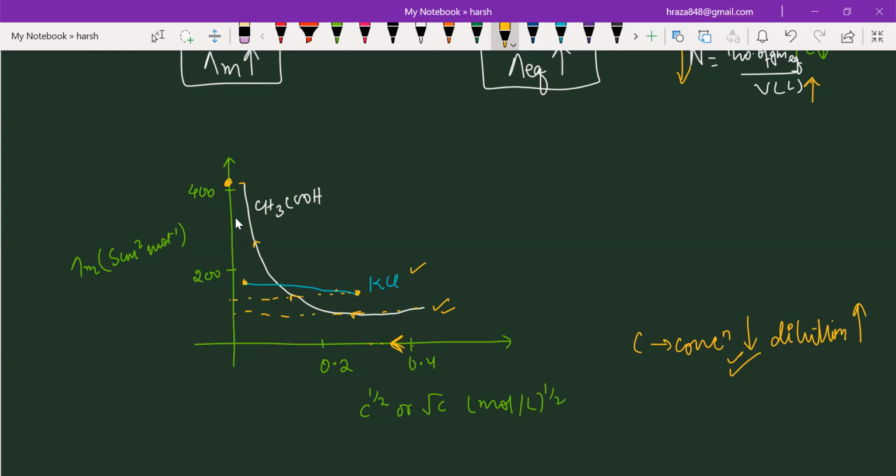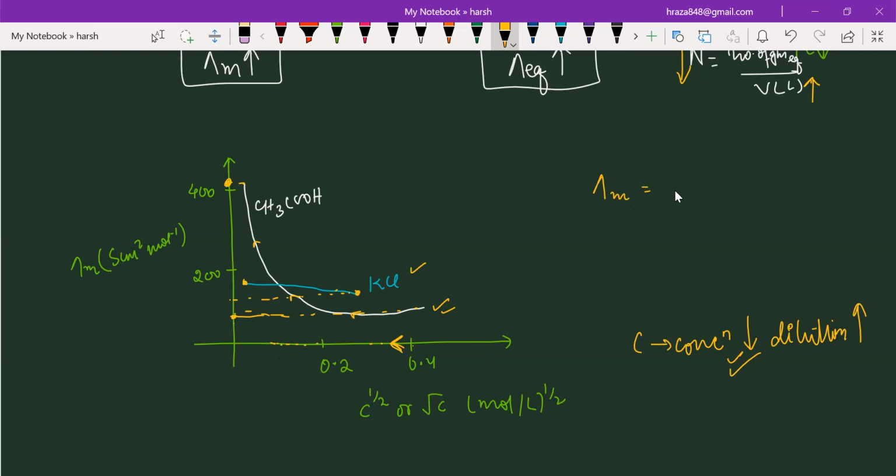Going from right to left, concentration decreases, which means dilution increases, and with increase in dilution you can see the variation. Initially the molar conductivity of the weak electrolyte is less than 200, but if you dilute or decrease the concentration, you can see it goes up to 400. That's why you can see the variation is very drastic.